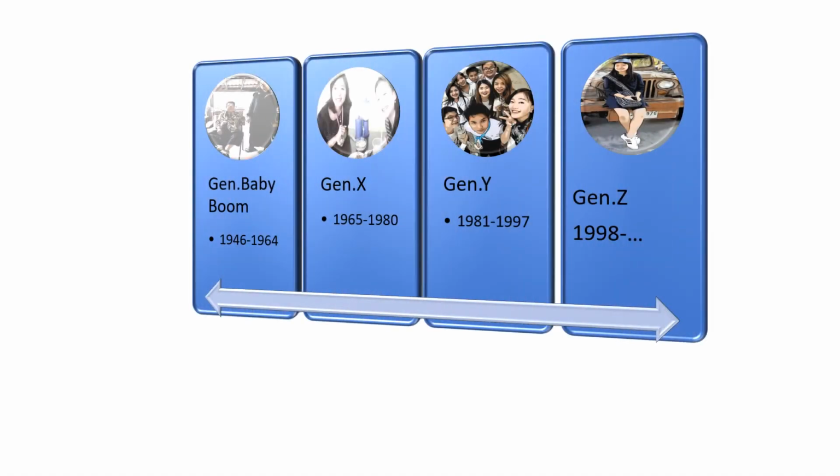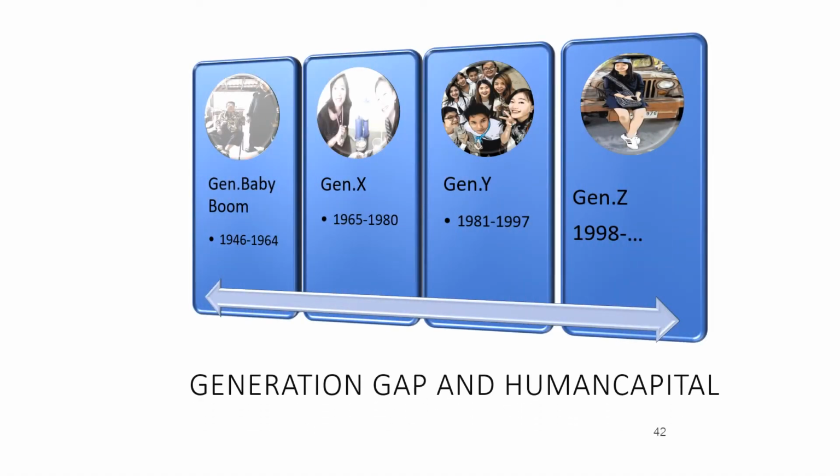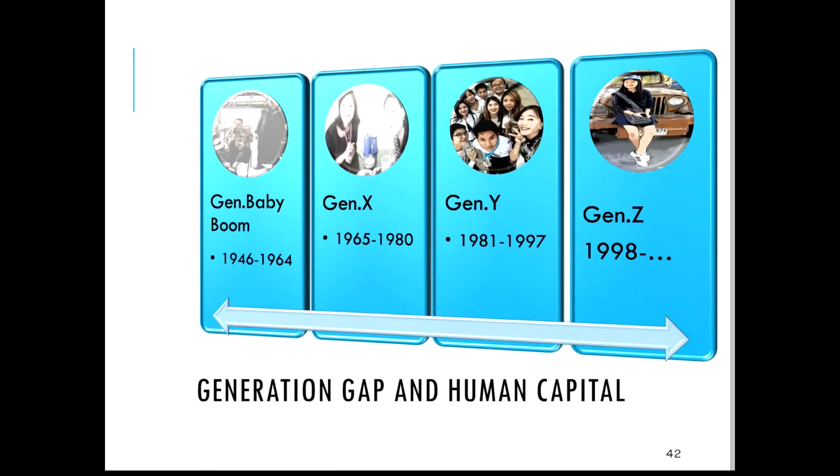This picture shows the generations. You have to consider which birth year identifies your generation, such as Gen Z. Gen Y is 1981 to 1997. Gen X is 1965 to 1980. And finally, 1946 to 1964 is the Baby Boomer generation. Baby Boomer, Gen X, Gen Y, and Gen Z.